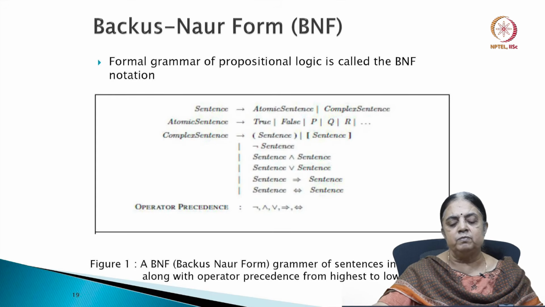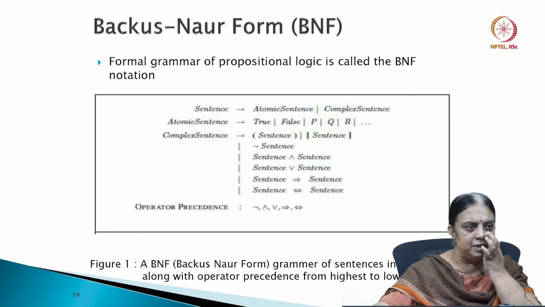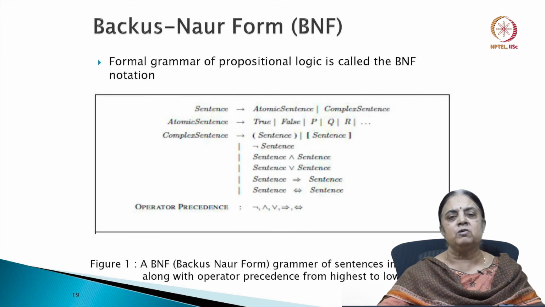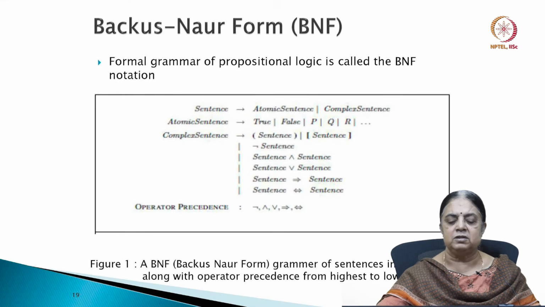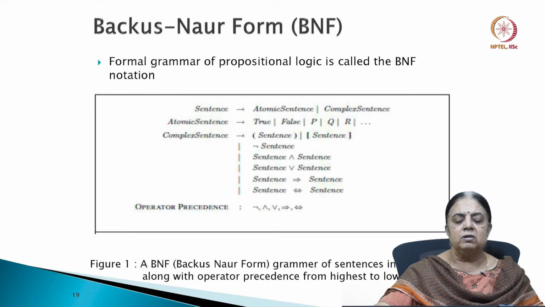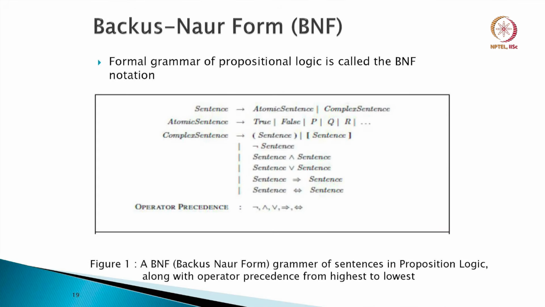So then the operator precedence is put. So for example, in math, in arithmetic, we have the operator precedence. So the brackets will come first, etc. The multiplication, and then the division, and then the addition, subtraction, etc. So this is your operator precedence that we have. So not has the highest precedence, then you have and, then you have or, implication and double implication. So this is the way of representing your propositional logic in the form of the Backus-Naur form.